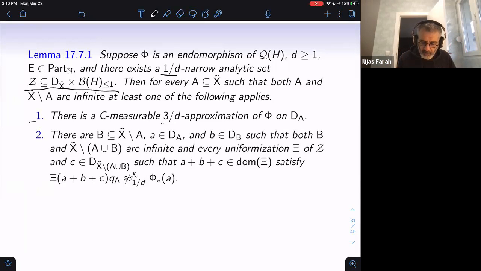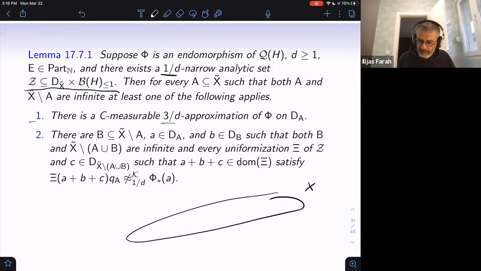And the second option is more complicated. There is a subset B of X tilde minus A. Let me try to draw this. So here is X tilde, here is A. The second option says that we can find a B, so B is still infinite, and there is a little b inside B. And now both B and X minus the union of A and B, which is this guy here, are infinite.